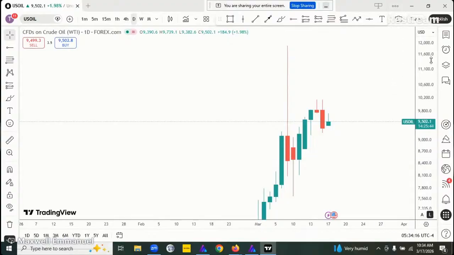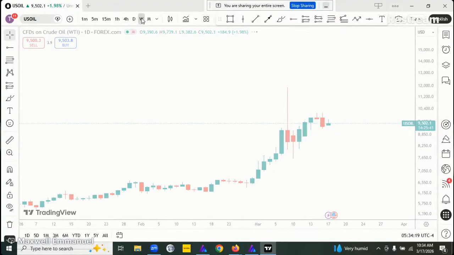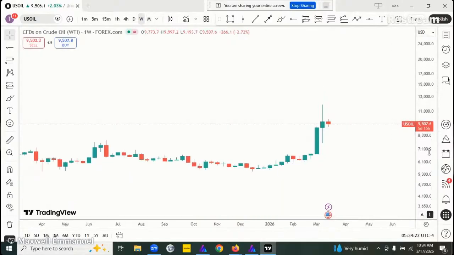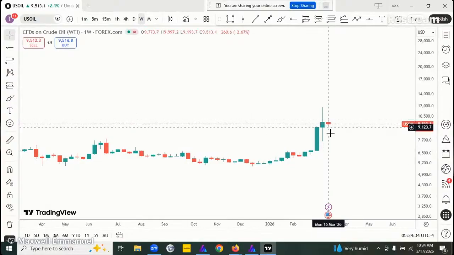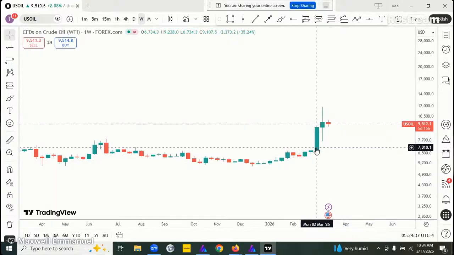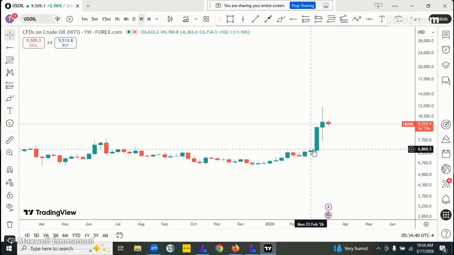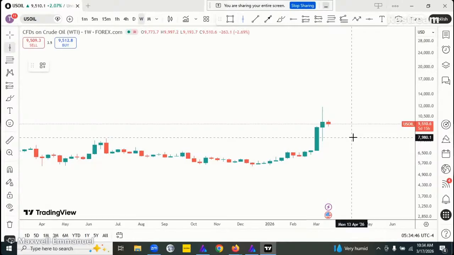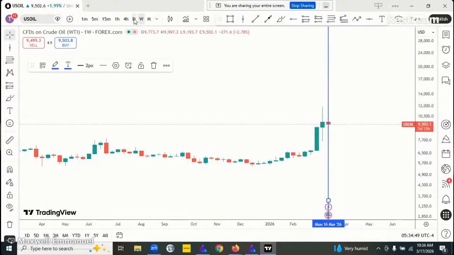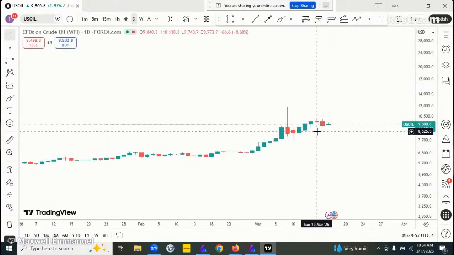So you can see the pattern we have here. Let me start with the weekly time frame. You can see the previous candle we had last week is a spinning candle. If this week's candle closes bearish, we expect a long-term sell on crude oil. After last week's candle, let's see the pattern we had on the daily time frame. If we're able to identify a bearish reversal pattern on the daily time frame, then we should expect more sells on US oil.